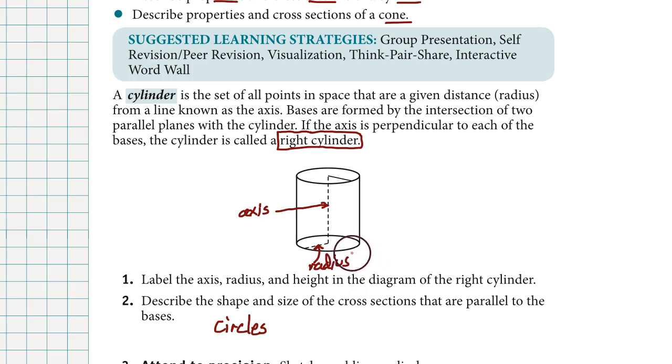The height of the cylinder is the distance between the bases. In this drawing, that axis line also represents the height of the cylinder. But the height of the cylinder is also the distance along this edge. So for question 1, we've labeled the different parts of the cylinder.